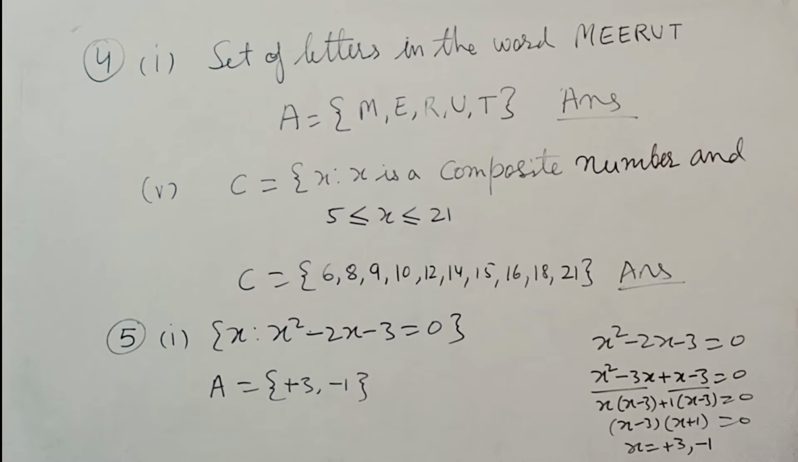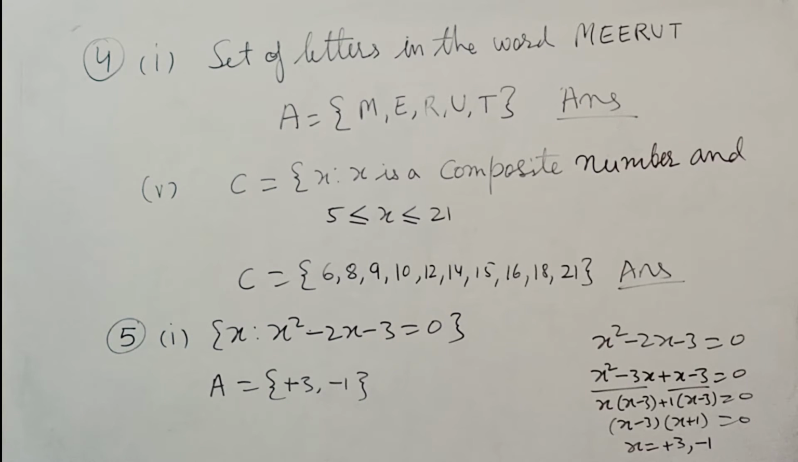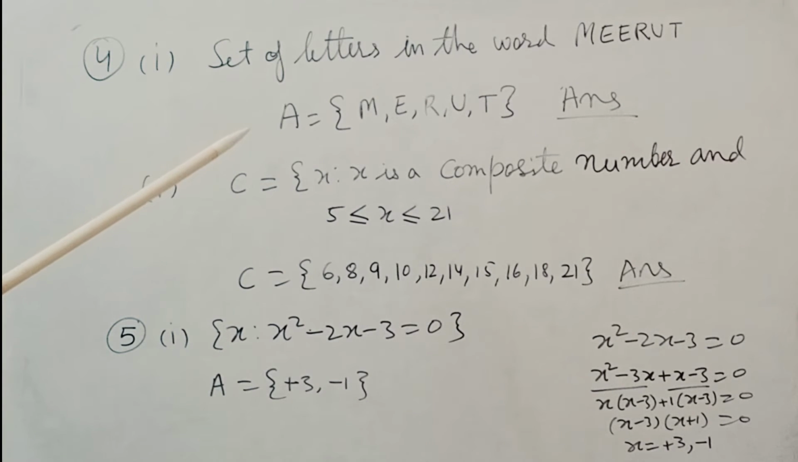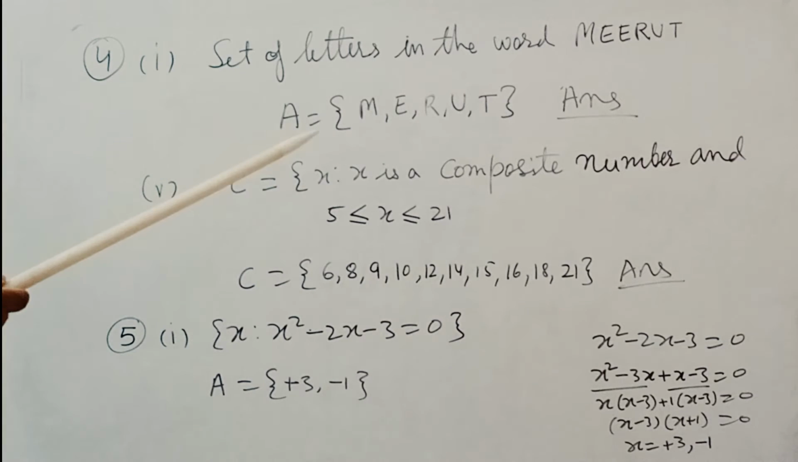Children, I am taking question number 4 of the same exercise, in which we have to form a set of letters in the word MERIT. So what are the letters in the word MERIT? M-E-R-I-T. Whenever a letter comes 2 times in the word, we will not take it twice in the set. We will take it once. So the required set is A equal to {M, E, R, I, T}. So that is your answer.